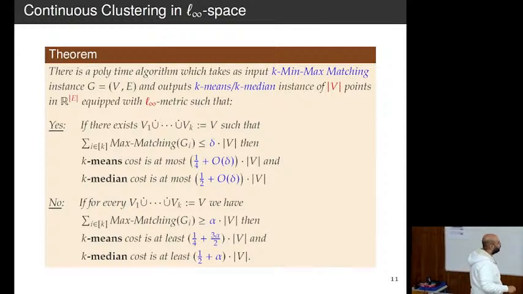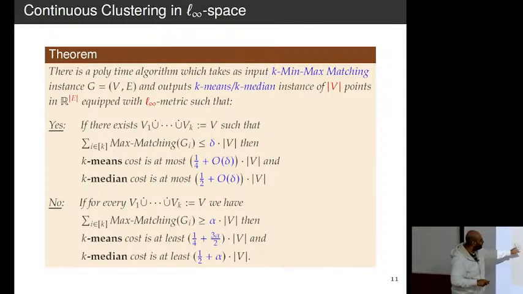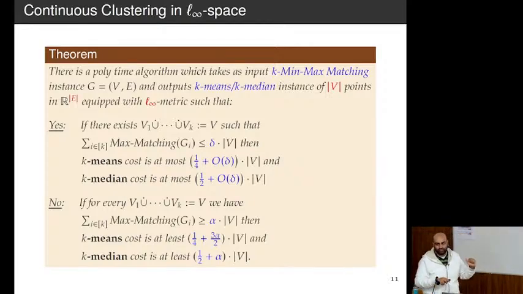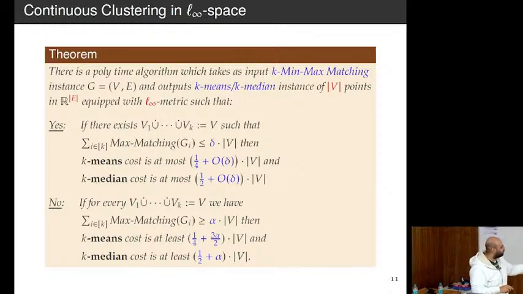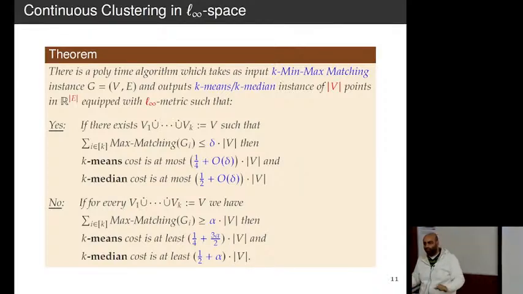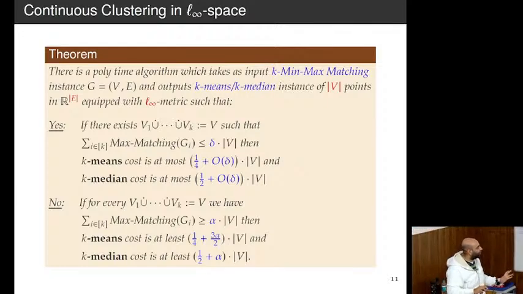In the no case, if you know that for every partitioning of the vertex set, the min-max matching cost is at least alpha times V, then I claim that the k-means cost is at least 1/4 plus 3 alpha over 2. So in the worst case, alpha is close to half, right? That's like if you do nothing. And if alpha is close to half, this k-means cost is approaching 1, and the k-median cost is approaching 1 as well. So you get a 2 approximation hardness for k-median and 4 approximation hardness for k-means, which will give you the seemingly tight result for L infinity space.